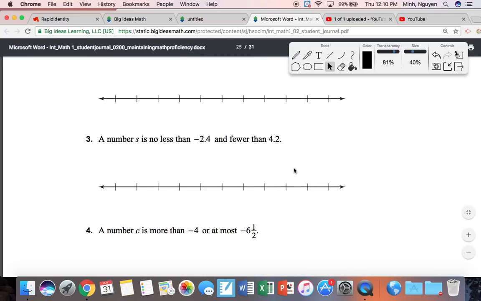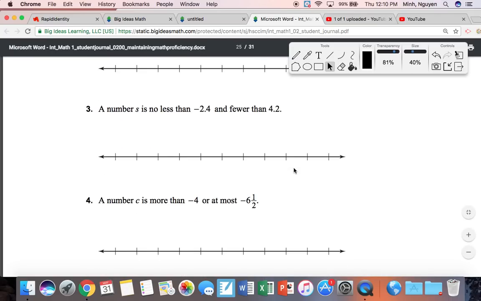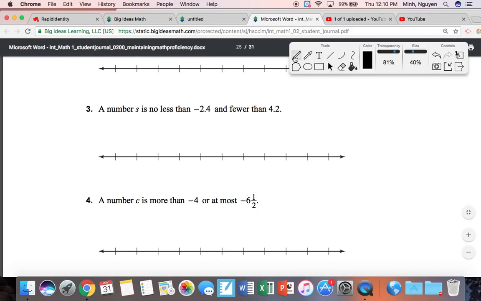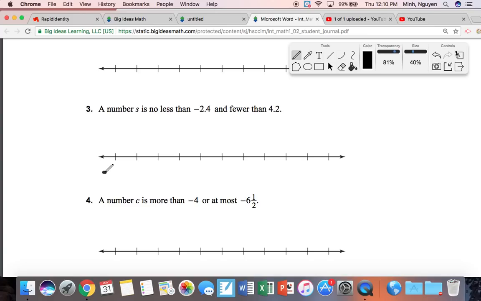A number s is no less than -2.4. No less than. Another way to say it is not less than. So let's just say -2.4. There's a point there.